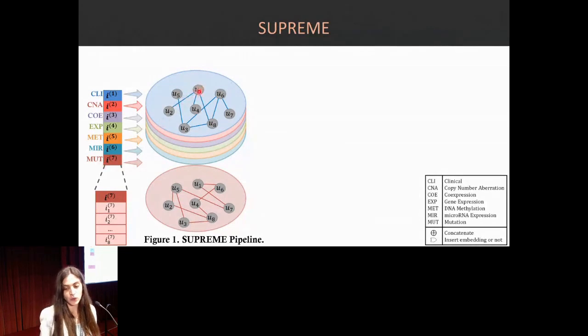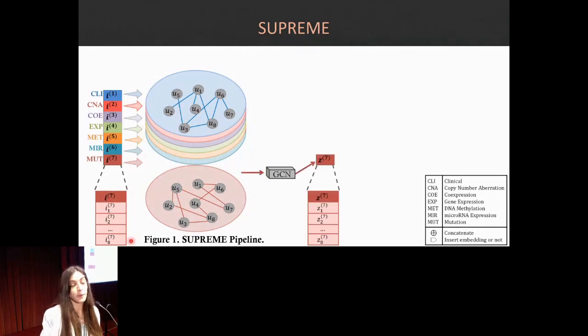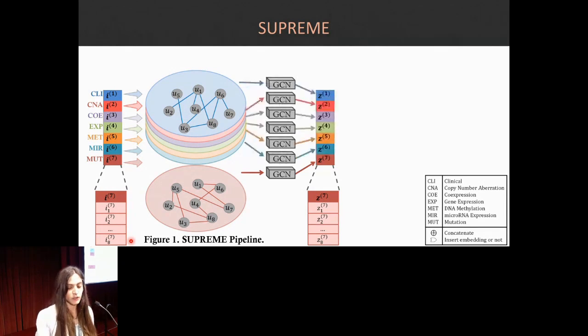Here, the blue edges are showing the highly similar patient pairs in that blue data type, and red edges are showing the same in that data type, and all of those are the same. And after that, we compute patient embeddings. While doing that, we are utilizing GCN for each network separately.